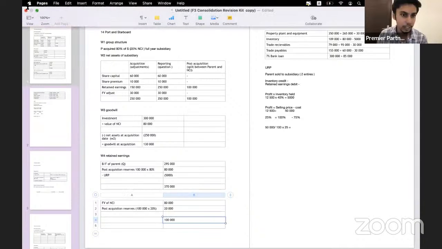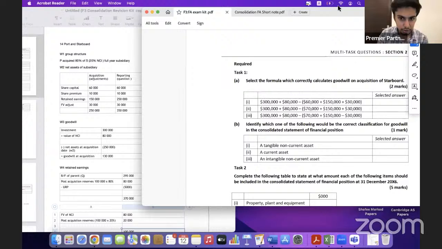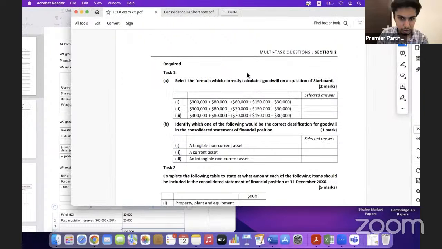So you will have a thorough understanding of what to do in your exam. Here, guys, look at this part. Right, first one, task number 1: state the formula which correctly calculates goodwill. Now we calculated, I think, guys, I'm having an unstable connection. Okay, we'll see. Anyway. Now, guys, look at this part. What they are telling is, state the formula that helps you to calculate goodwill.